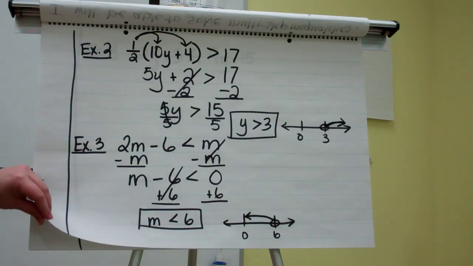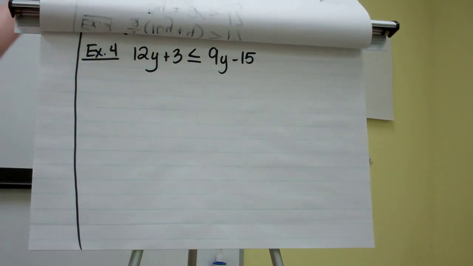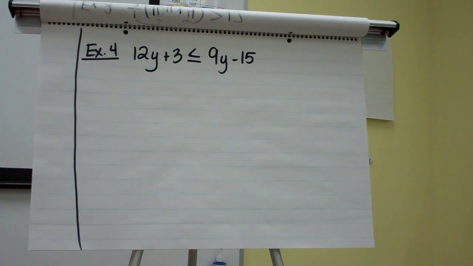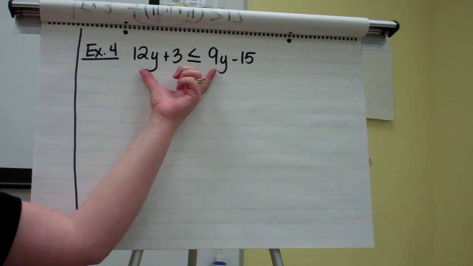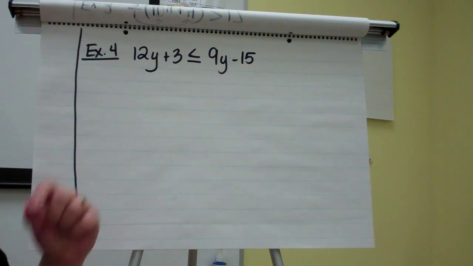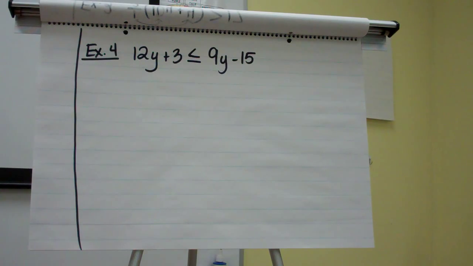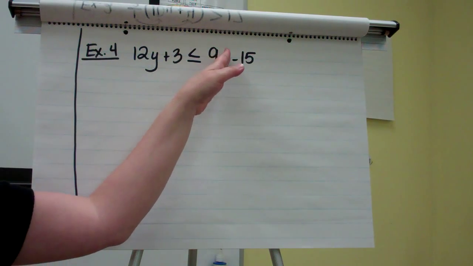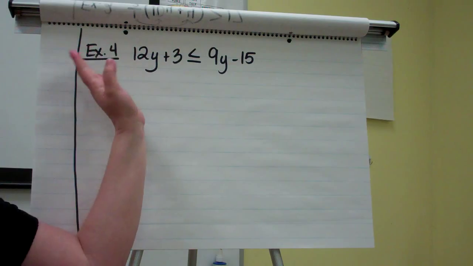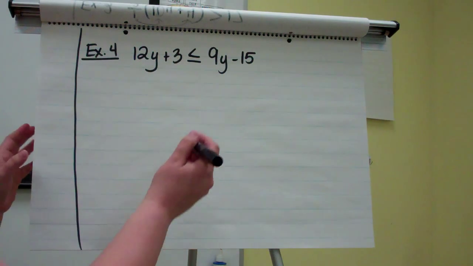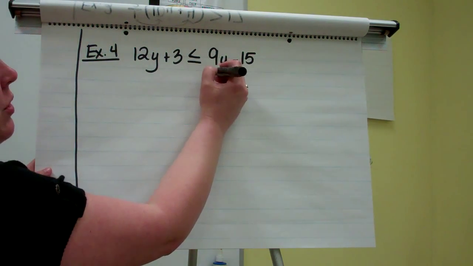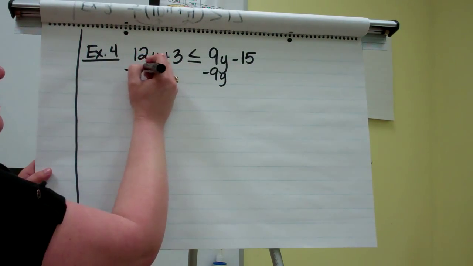All right, one more example. Okay, so this one's probably the most complicated. I've got variables on both sides. I've got constant terms on both sides. So again, especially with inequalities, I like my variables to be on the left and everything else to be on the right. So the first thing I'm going to do is subtract 9y from both sides.